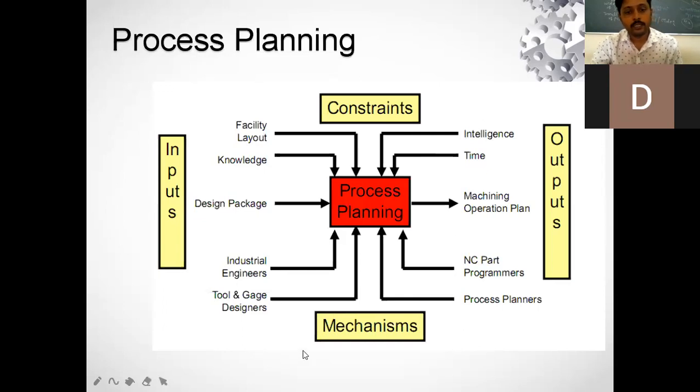So overall, these are the inputs that you are going to give, and finally what you are going to get in the process plan is the machining plan, or you can call it an operation plan, how the total operation is going to take place. That means how you are going to convert a raw material into the final product. This is called the output.